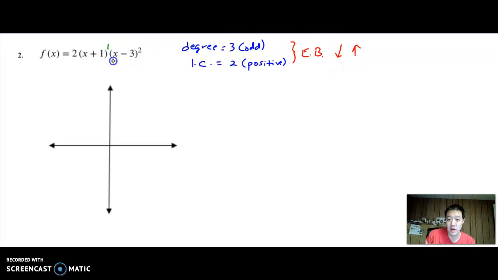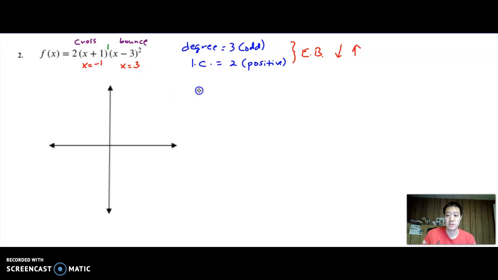Then I'm going to solve for my x-intercepts. This is going to be -1. This is going to be 3. And my behavior at those x-intercepts: at -1, since my exponent is 1, it's going to just cross through. And then at 3, since it's even, it's going to touch or bounce.